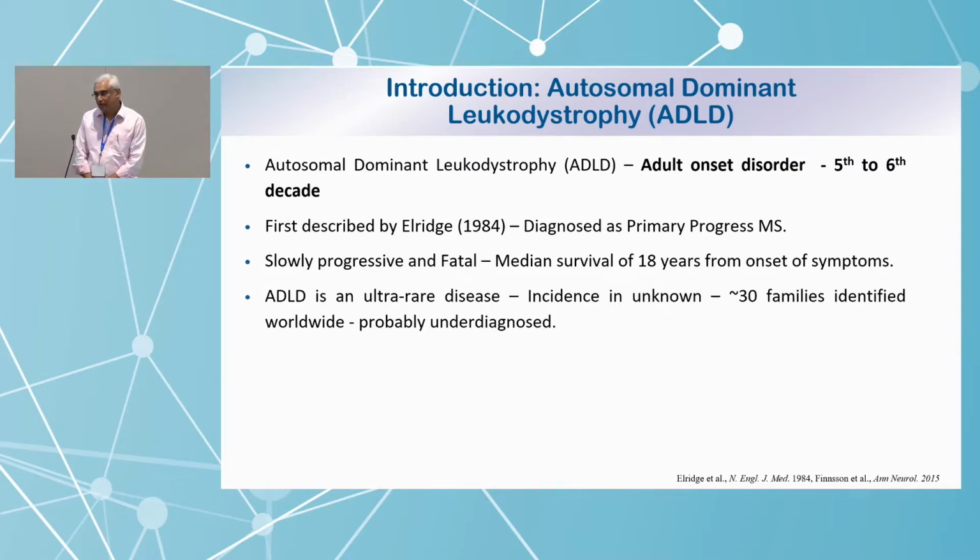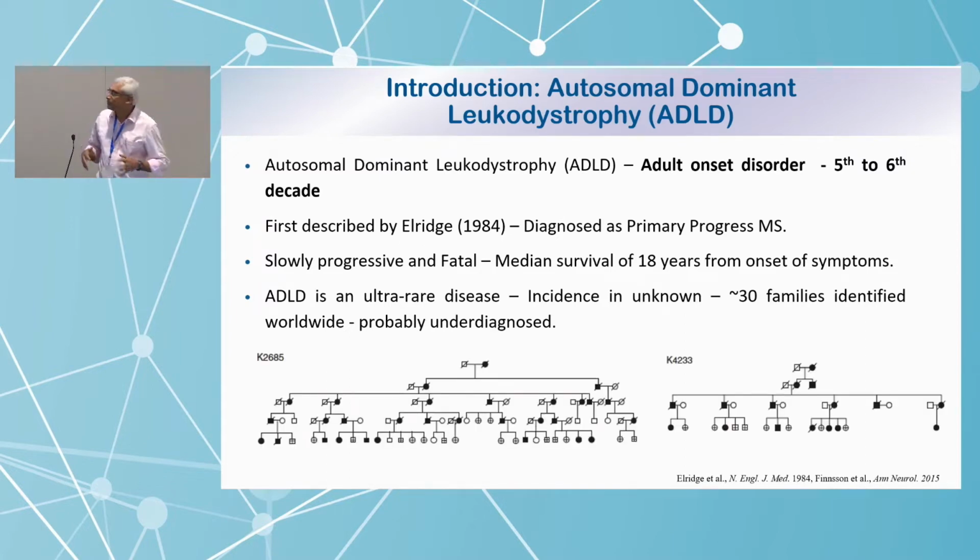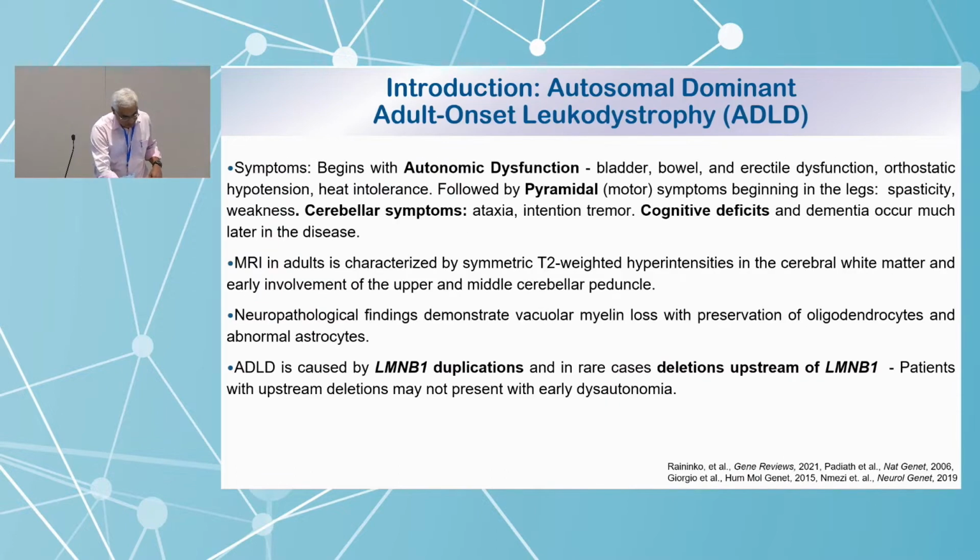And it's an ultra rare disease. So we know for sure of about at least 30 families, and these are from all different parts of the world. Although the number of families might be relatively less, the size of the families are usually quite large. And that's because this disease presents much later in age. By that time, individuals have already had children. So if you have the mutation, you have a 50% chance of transmitting it to your child. So you have usually large families which have the disease phenotype.